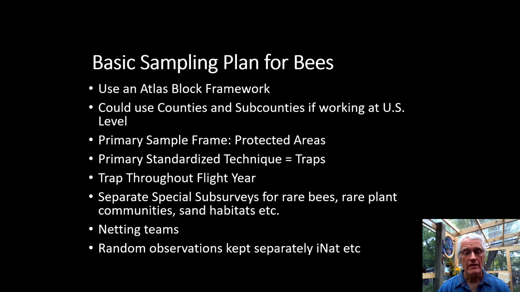Then random observations would be kept separately, but would be included, so you could add in iNaturalist kinds of information, but you want them to be divorced to some extent from the samples that have the standardized technique. Because over time, most of your information is going to be about changes in your standardized technique capture rates in order to talk about how things are doing.